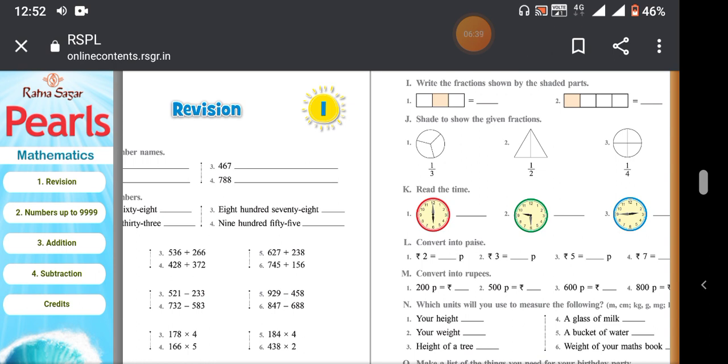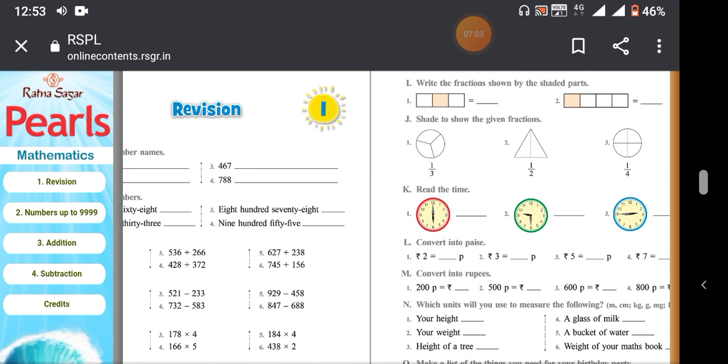Then there are 26 trees in a row. How many trees are there in 5 such rows? In a row there are 26 trees, so in 5 such rows, how many trees are there? You should multiply these numbers, 26 into 5.